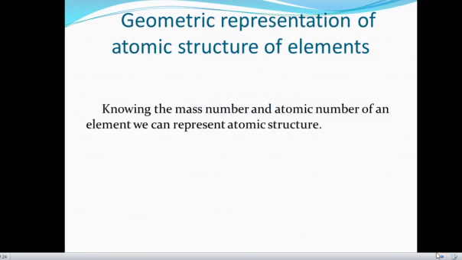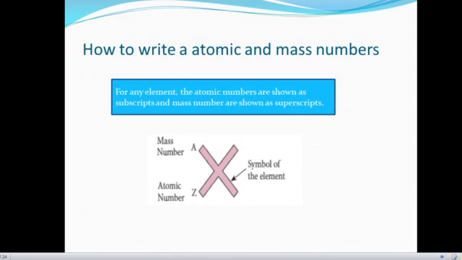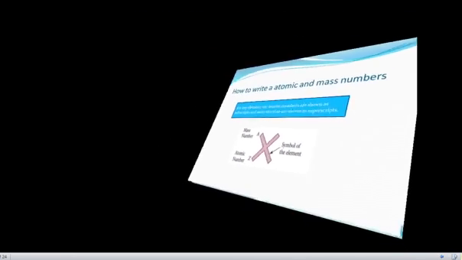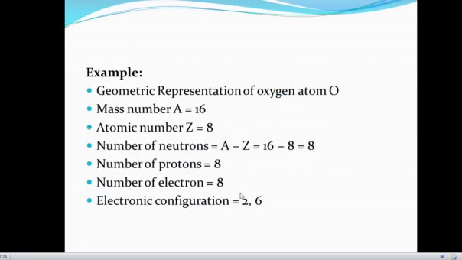For example, here we are considering the element oxygen. The atomic number of oxygen is 8 and the mass number is 16. If you know the mass number and atomic number, we can easily find the neutrons. How? Already you know, mass number minus atomic number, A minus Z, gives 8. So the number of neutrons in an oxygen atom is 8, the number of protons is 8, and the number of electrons is 8. So the electronic configuration must be written as 2, 6.